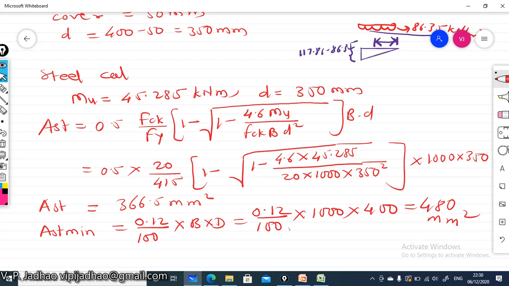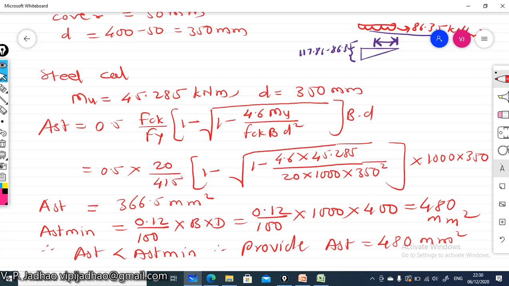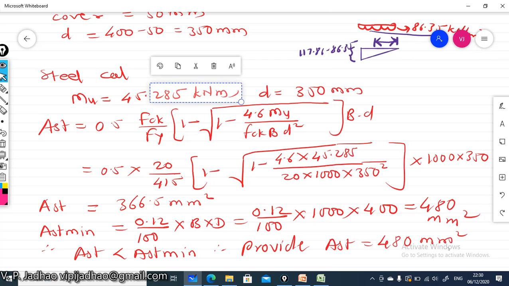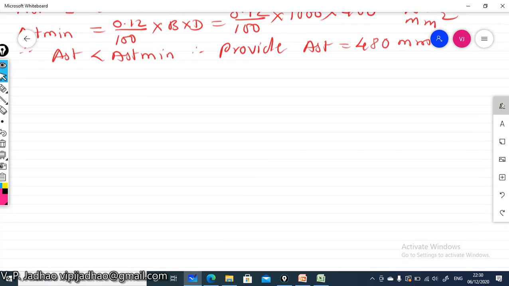Therefore Ast is less than Ast minimum. Therefore provide Ast equal to 480 mm square. Now we have to calculate the spacing of steel reinforcement.